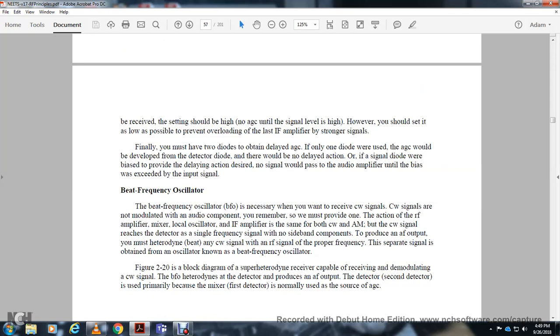Or the beat frequency oscillator. The beat frequency oscillator is necessary when you want to receive the continuous wave. The continuous wave signal will not modulate the audio component. Remember that you must provide the audio action from the audio frequency amplifier, mixer, local oscillator, intermediate frequency amplifier. Same with both the audio, continuous wave, and amplitude modulation.